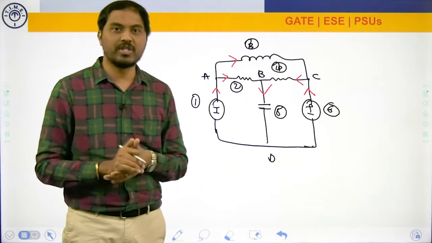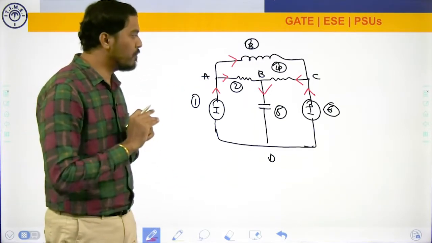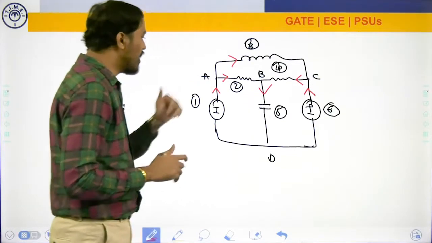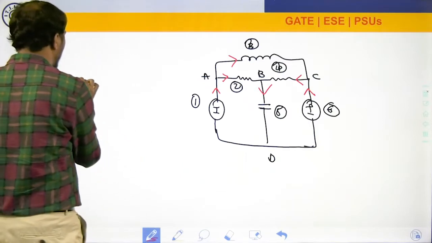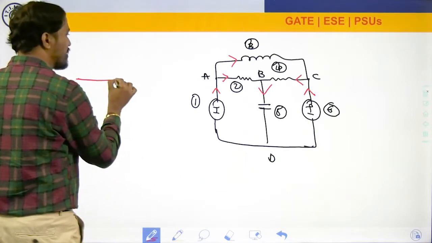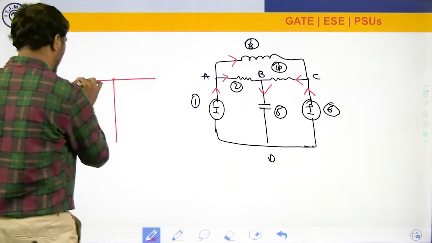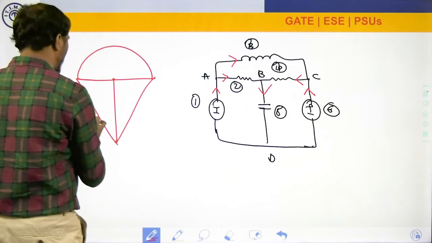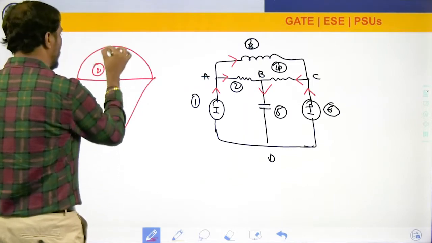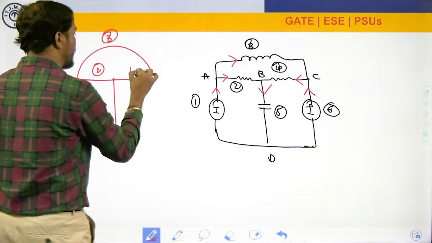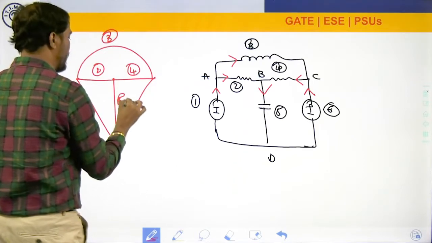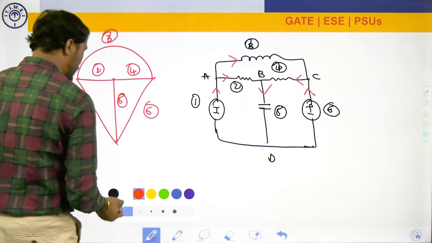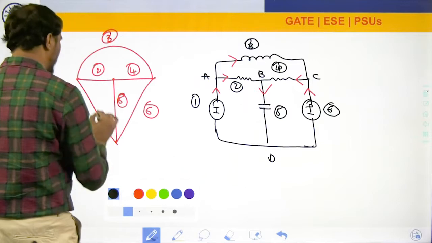If there are no current sources, then confidently and blindly replace every element with either a straight line or a curved line. So, now I am going to draw its equivalent graph, which looks like this. This is branch 1, branch 2, branch 3, branch 4, branch 5 and branch 6. Alright, these are the directions.